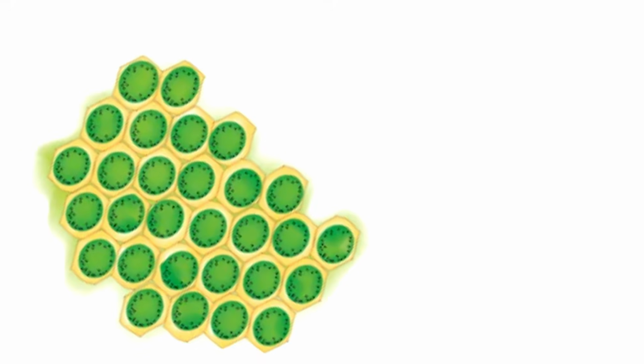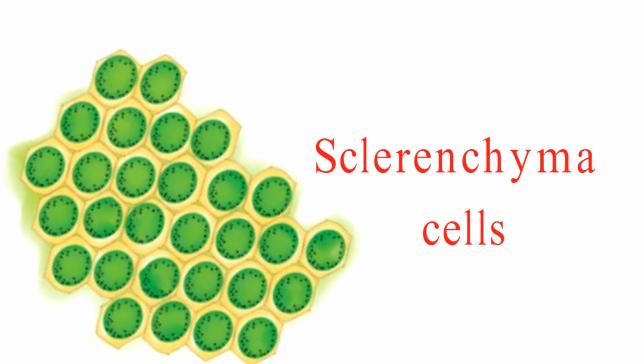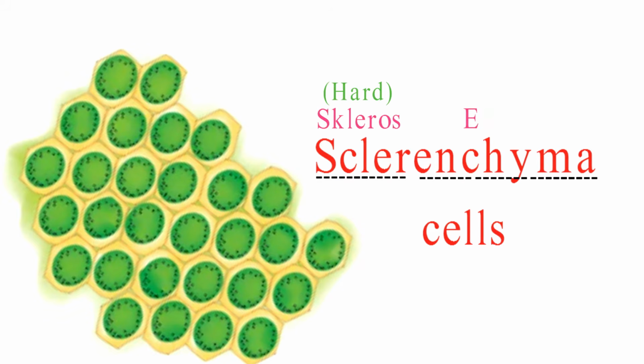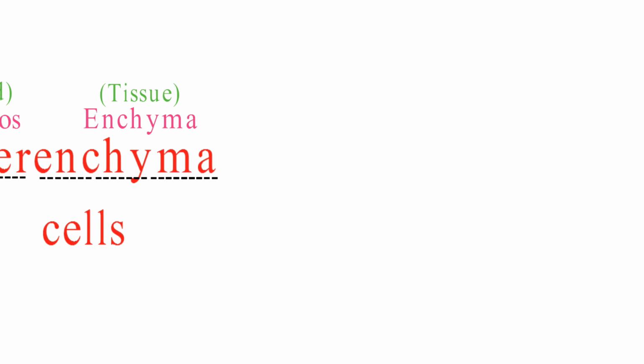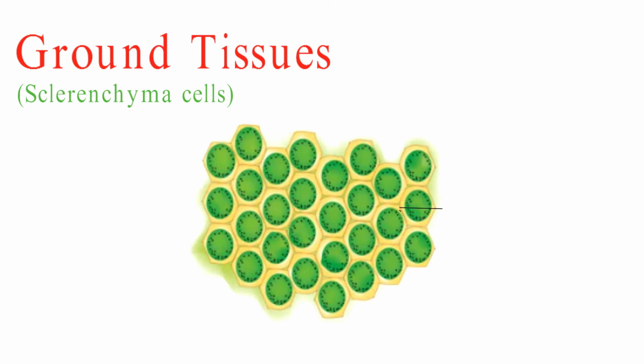Last but not least, Sclerenchyma cells. The term Sclerenchyma is derived from the Greek words skleros, meaning hard, and enchyma, meaning tissue, aptly describing the function of these cells in providing hardness and rigidity to plant structures. These cells are specialized with thick secondary walls made of lignin, making them rigid and tough.